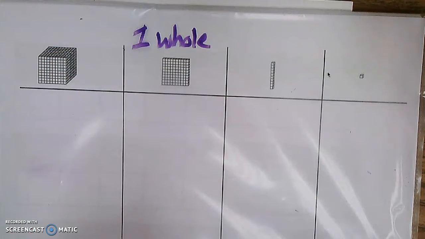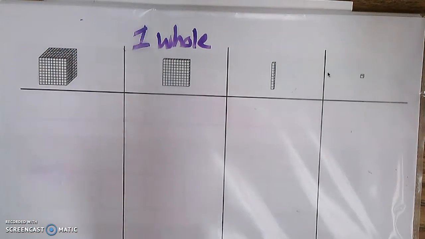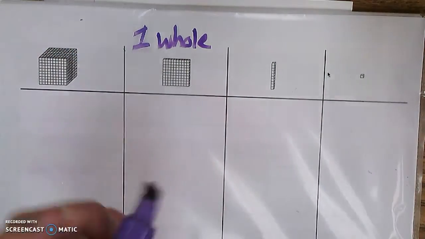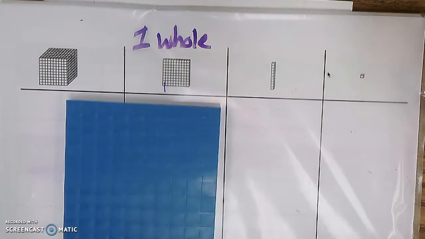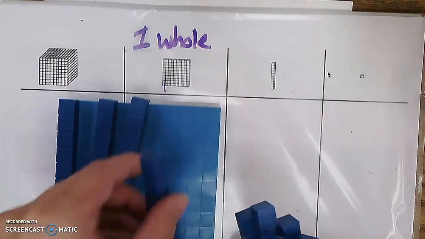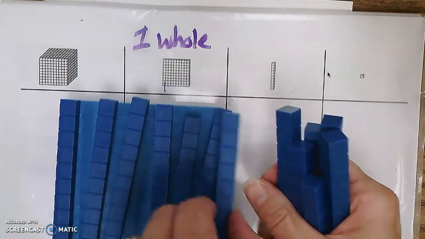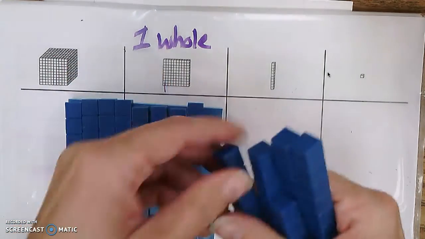If this is one whole, I have to think about what is 1/10 of one whole. 1/10 would mean that I have separated this into 10 equal parts. Well, what shape in this picture makes 10 equal parts? If I take the rods and stack them, it takes 10 rods to make one whole.